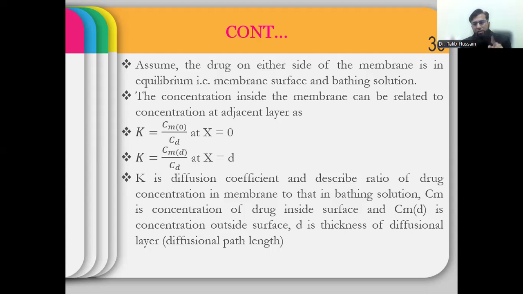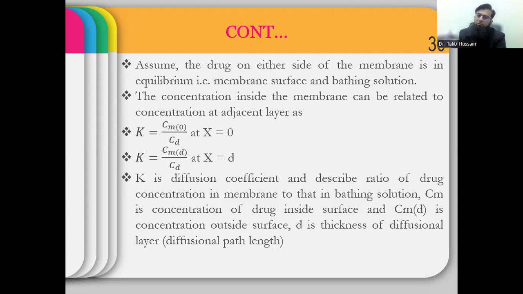The concentration available at the initial membrane, which is Cm0, divided by Cd at x equal to 0. And also K depends on the available concentration, meaning the concentration gradient. It will depend on the concentration gradient, which is Cmd, the concentration of the drug which has traveled the distance d, divided by Cd at x equal to d.